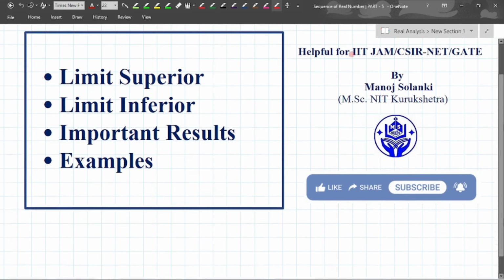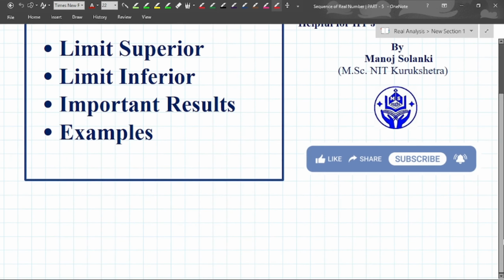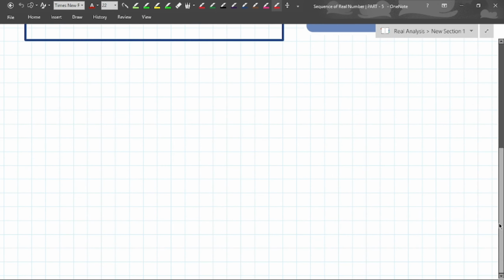So I will start from limit superior and I will discuss over 20 plus results over this, with examples. By the end of this video we will get many concepts and many results. First of all, I will start with the definition of limit superior and limit inferior here. So I will start with the limit superior.